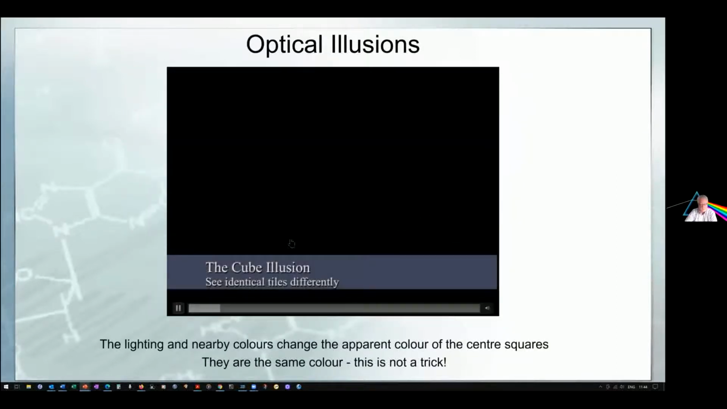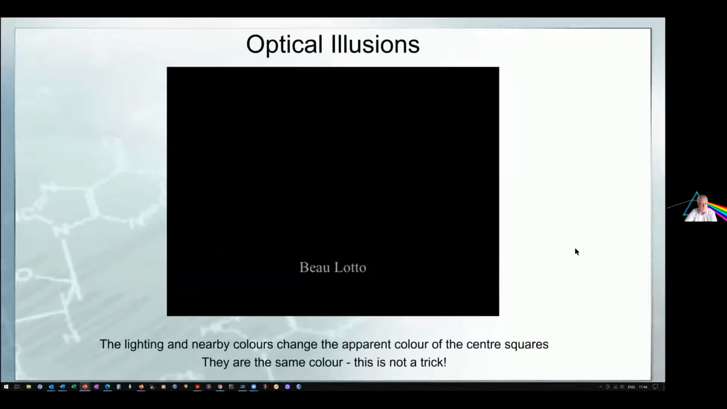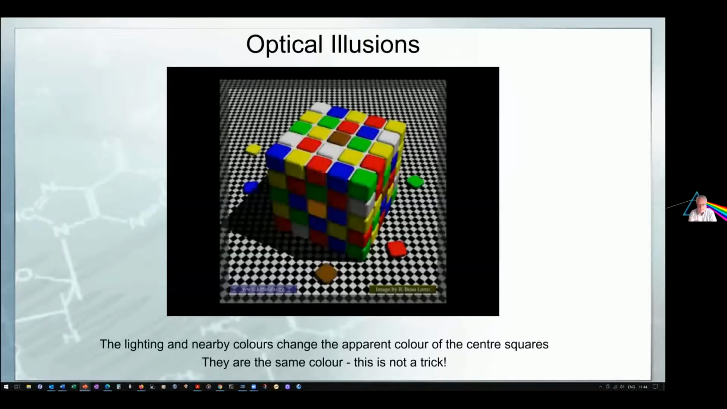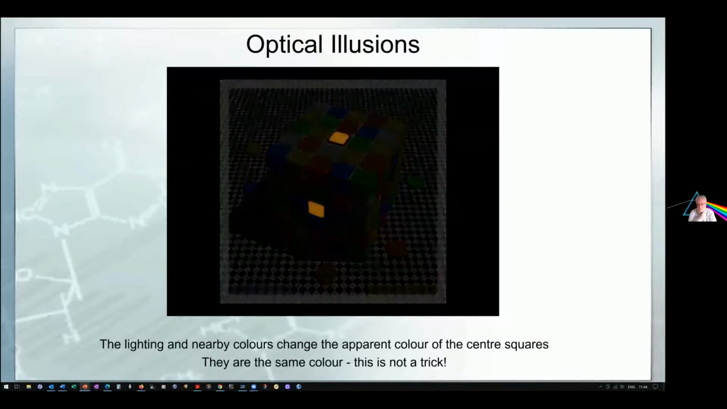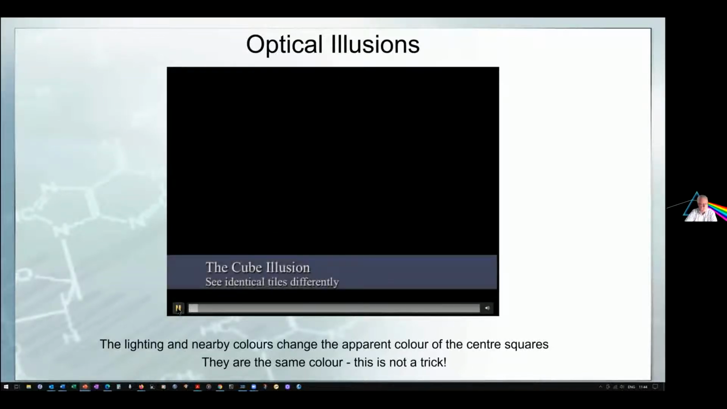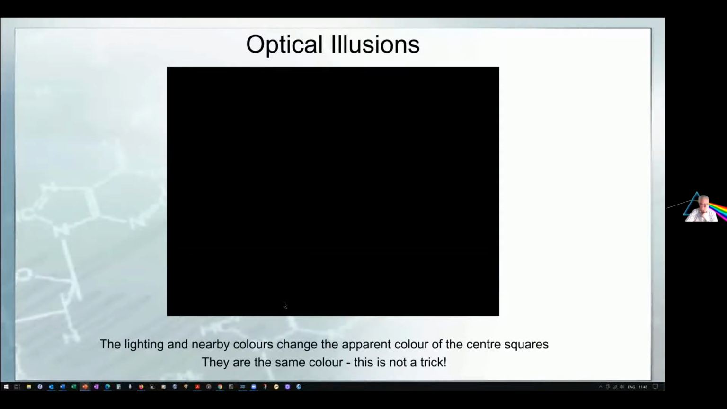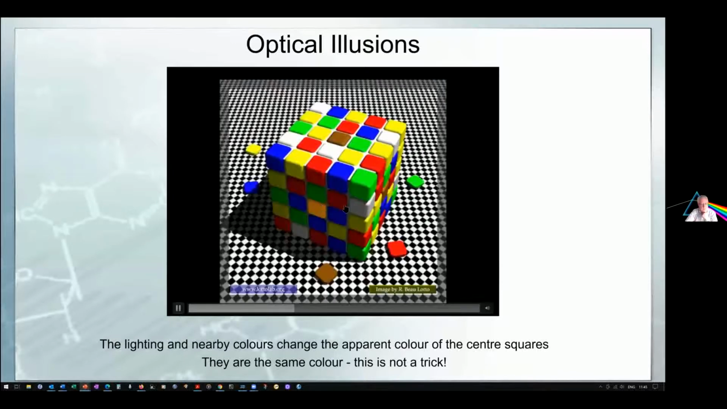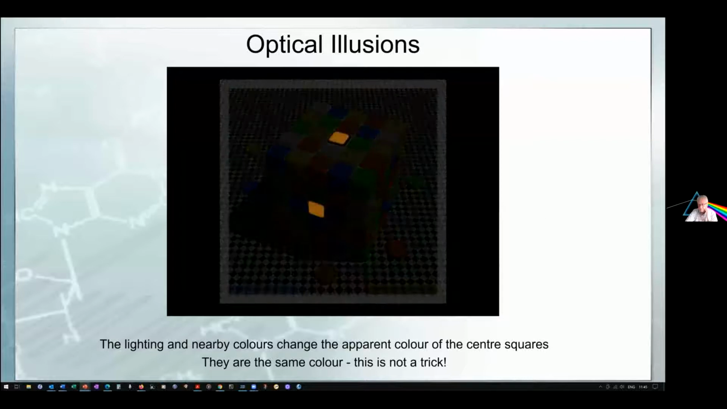And again, this is not a trick. This is down to illumination and our brain making compensatory adjustments. Those two squares in the cube are the same color. I'll show it you again. So this square here and this one here are actually the same color. So our brain makes adjustments.